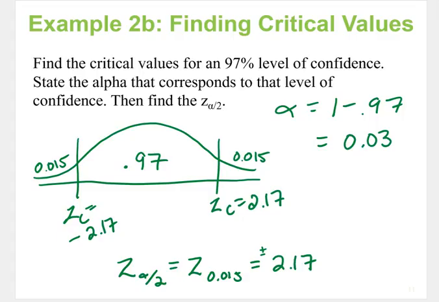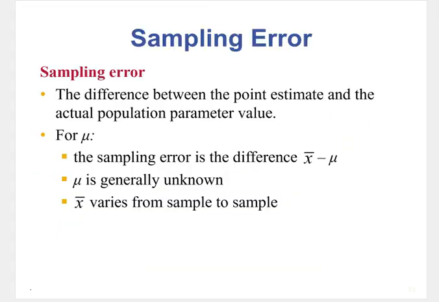All right, so that's how you find those critical values by hand if you need to. But usually 90, 95, and 99 are the most popular, so those are the ones we will see the most often. All right, sampling error. Anytime you're taking samples, there's going to be some error. So the sampling error is just the difference between the X bar and the mu.